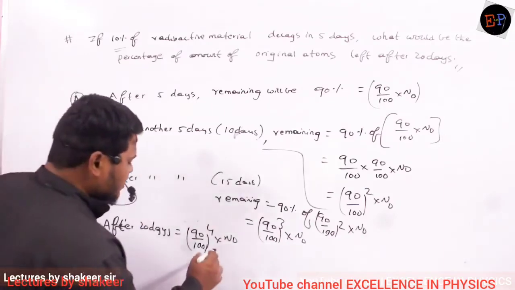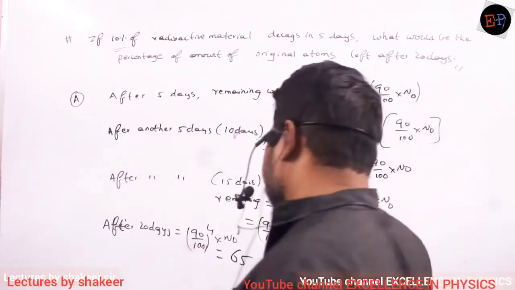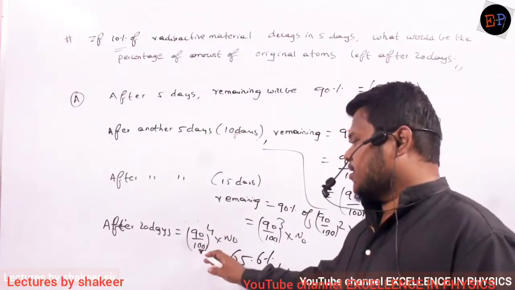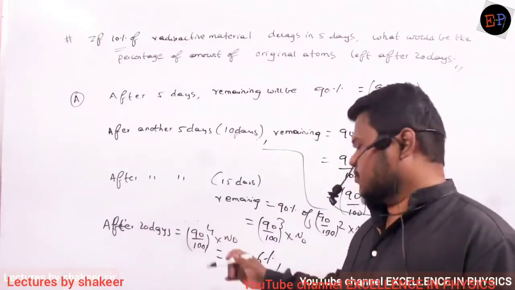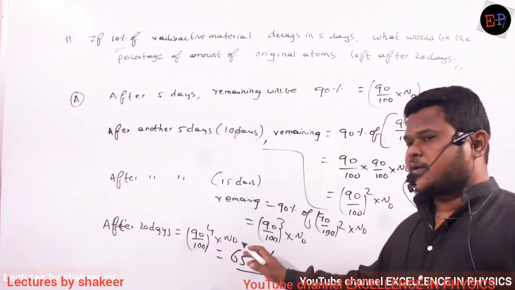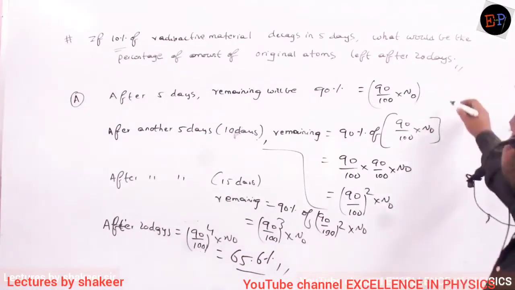Okay, and if you do this calculation it is approximately 65.6%. That is my answer. 90 by 100 you can write 9 by 10, no? So do 9 by 10 to the power of 4, then this is the answer which you will get. You will get a fraction, no? Fraction you multiply by 100, then this is what you will get. Okay, and if you want to do the calculation here you can do.